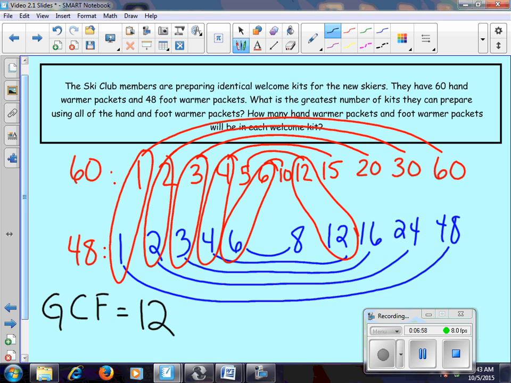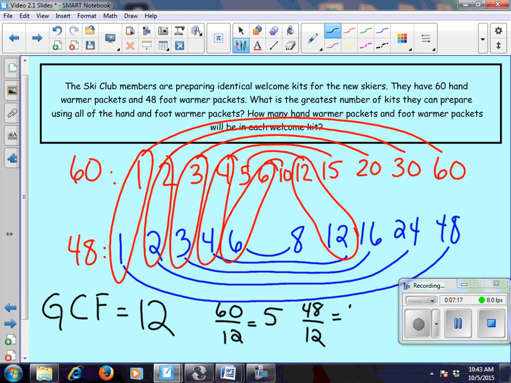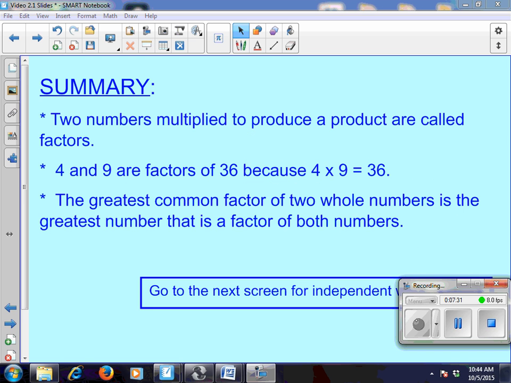Now, how many hand warmers would be in it? Well, if you have 60 hand warmers, and you divide that by 12, you know you're going to have 5 in each packet. If you then have 48 foot warmers divided by 12 welcome packets, you'll have 4 of those in each one. So each packet's going to have 5 of the hand warmers and 4 of the foot warmers. So that's how we use GCF when dealing with a real-life grouping situation.